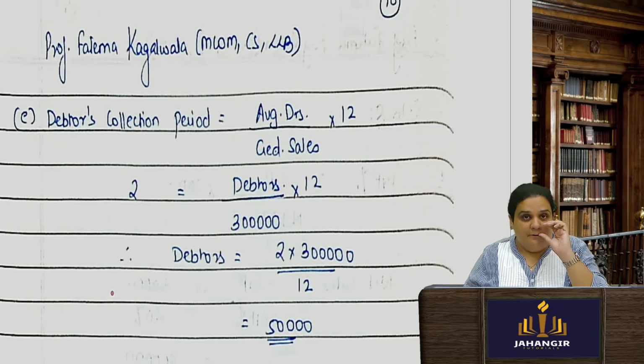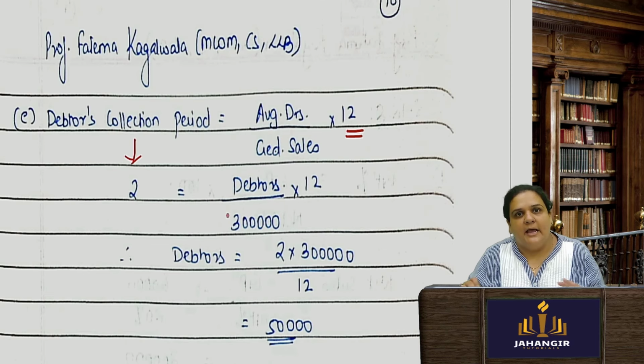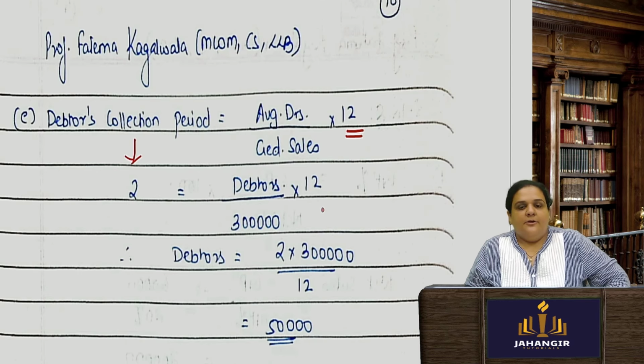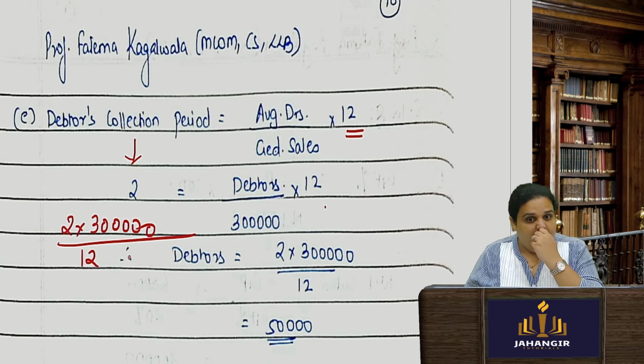Now debtors and creditors. That I can do with the help of the collection period. Okay. Debtors collection period is the reverse of the turnover, no? So average debtors upon credit sales into 12 I will take because they have given it to me in the form of months. Debtors collection is 2 months. Average debtors means debtors only now. There is no opening and closing over here. So debtors upon credit sales. Entire sales is assumed to be credit. Into 12. So debtors will be what? 2 into 3 lakhs. 3 lakhs will go on the other side, 12 will come on this side, so it will be in the form of division. So 2 into 3 lakhs divided by 12. Debtors will be 50,000.